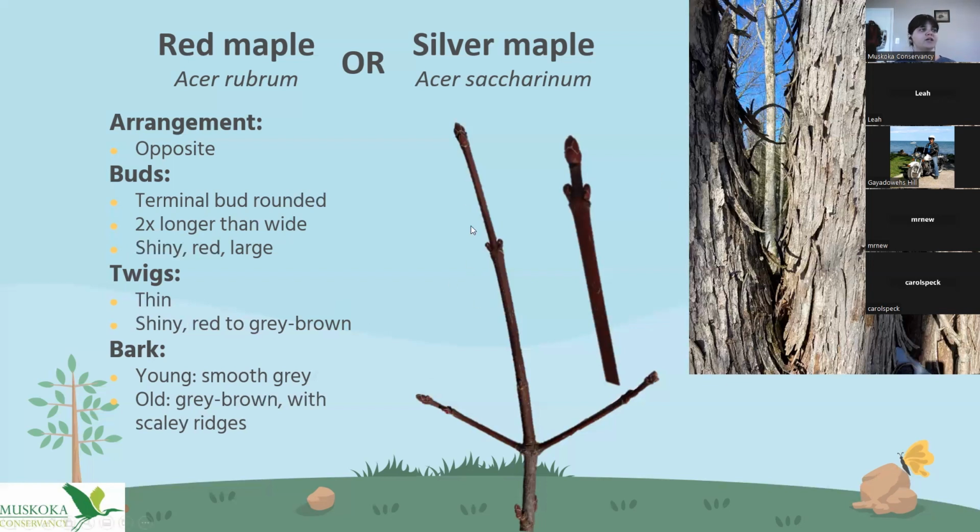For the twigs, they are considered thin as well, and they have a shiny red color. And you'll see here at the bottom of this twig is where the older growth is, and that's where it's more of a gray-brown color. The bark, when young, is a smooth gray, and as it gets older, it gets more of those scaly ridges, and they tend to peel, that's the word I was looking for, peel vertically with our silver and red maple. So you'll see that they're coming off vertically there.